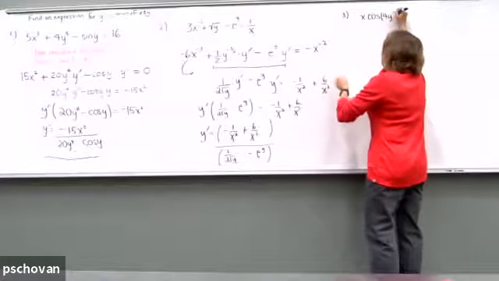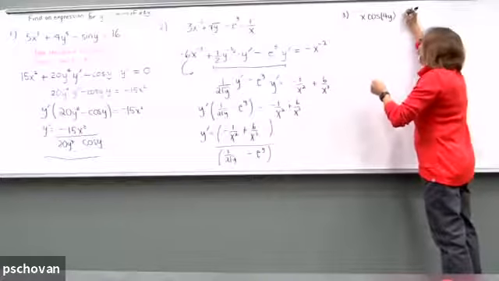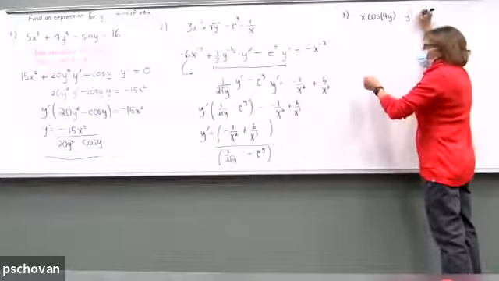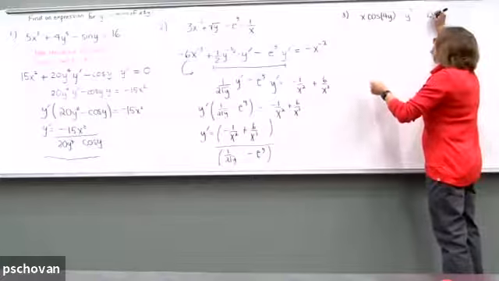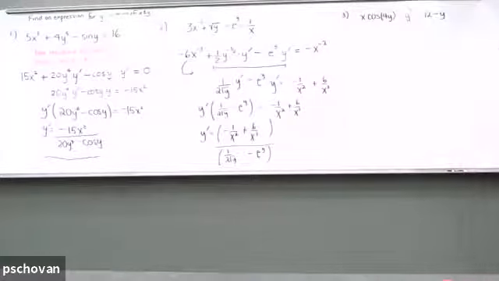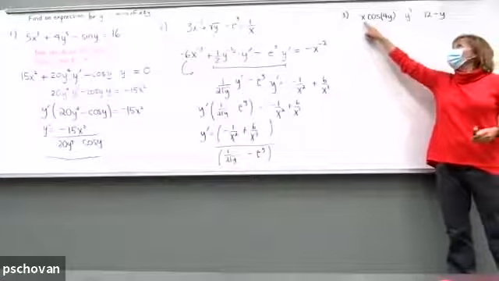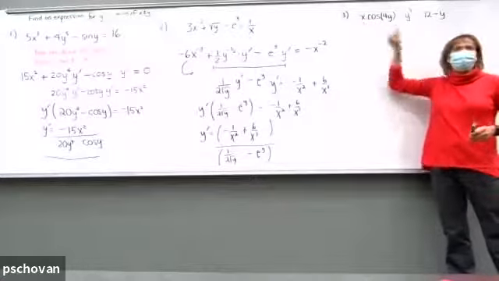So my next example has x times the cosine of 4y minus y to the 5th is equal to 12 minus y. So what's different about this example? You've got to do the product rule right here. Okay, first times the derivative of the second plus the second times the derivative of the first.